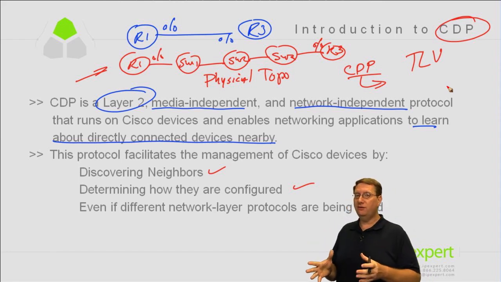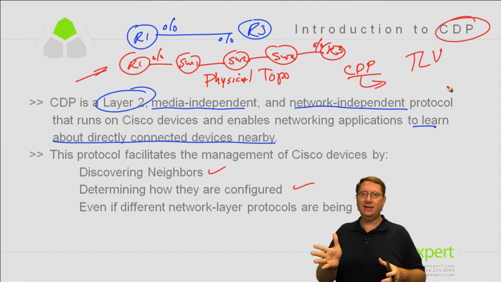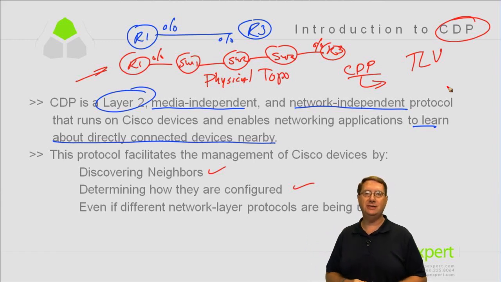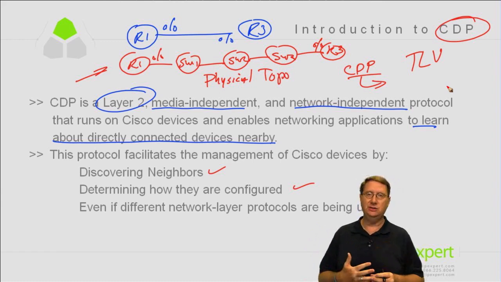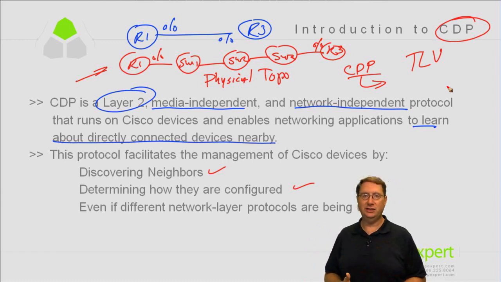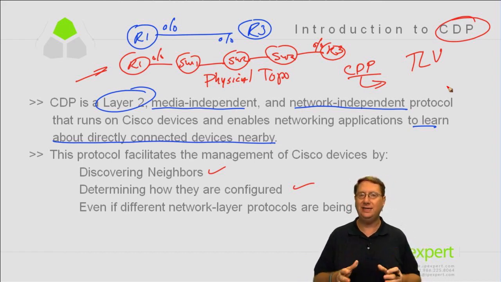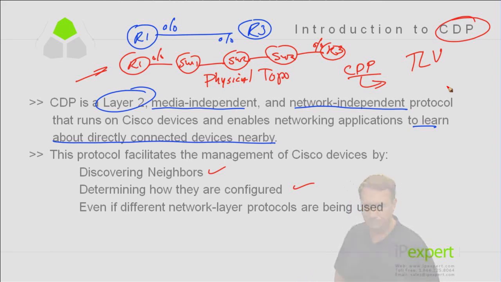As we'll find out, we've taken CDP from its original version 1 to version 2, with optimizations that allow things like mismatch detection and configuration error detection in an automated fashion. It's been able to do that because it's been enhanced to support this idea of TLVs. We'll talk more about that shortly. The key element is that all of this takes place even if we have different network layer protocols.